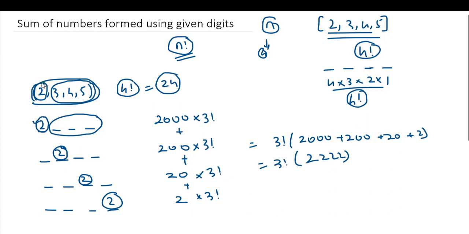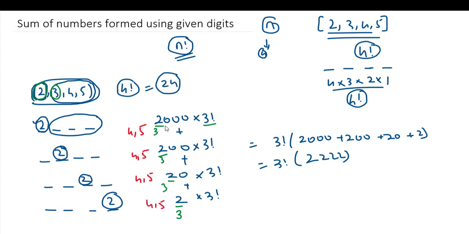Likewise, in place of this digit 2, had we taken the number as 3, would it make any difference? The only difference will be this 2000 will become 3000. And the number of numbers that we can form with 3 in the thousands place will remain the same. It will be 3 factorial. This 200 will become 300, 20 will become 30, 2 will become 3. And the same pattern will repeat even in case of 4 and 5. It will become 4000 in case of 4, 5000 in case of 5, 400 in case of 4, and 500 in case of 5. Likewise 40 and 50, and 4 and 5.